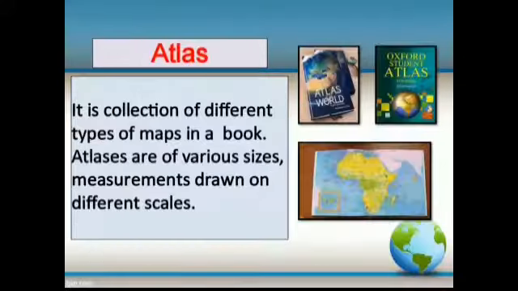What is an atlas? It is a collection of different types of maps in a book. Atlases are of various sizes and measurements, drawn on different scales.